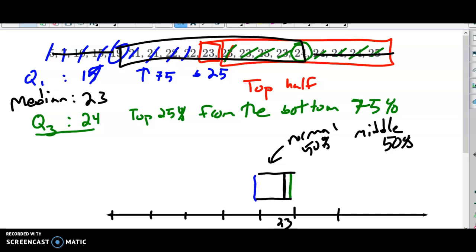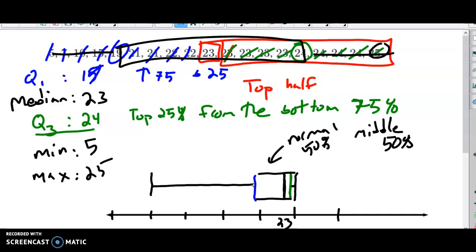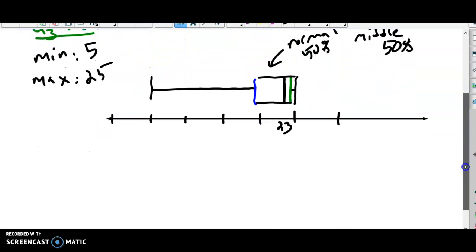Alright, but we still need some other things. We're going to look at the minimum, which is just 5, and the maximum, which is 25. And we're going to create our whiskers from there. Our whiskers are just whiskers, so since this is my 25 line, I'm going to draw a line there and connect it only with that, and you'll be able to see it over here now. My minimum is 5. So there is my box and whisker plot.